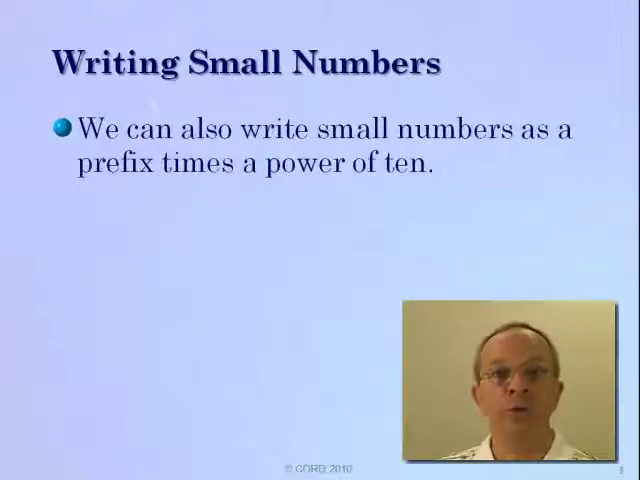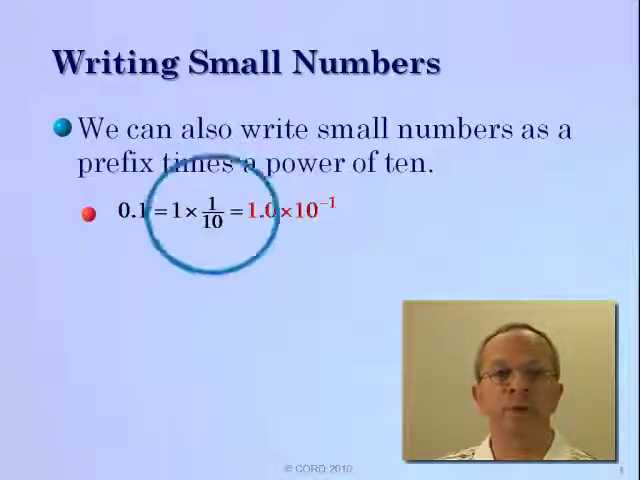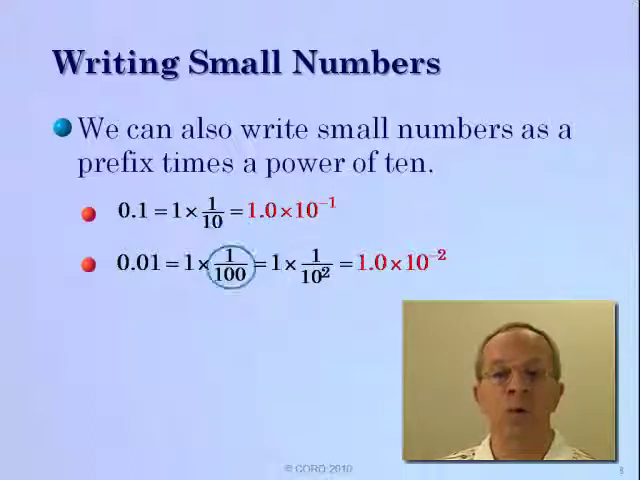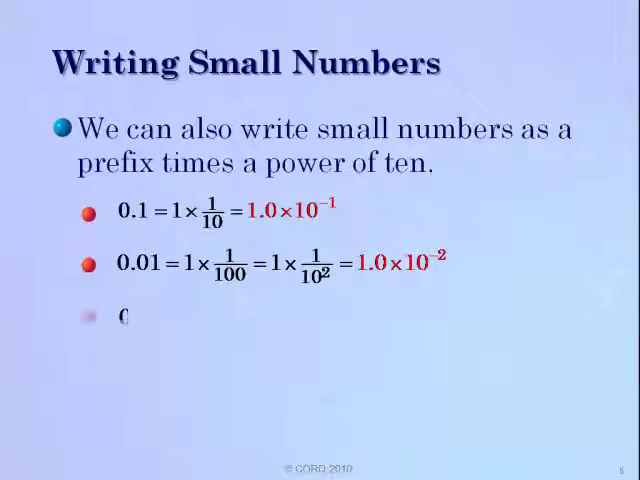Now we can also write very small numbers in scientific notation as a prefix times a power of 10. So 0.1 is the same as 1 times a tenth, which is 1 times 10 to the minus 1. Notice that 1/10 is the same as 10 to the minus 1 power. Or 0.01 is the same as 1 times a 100th. And a 100th is the same as 1 over 10 to the 2, which is the same as 10 to the minus 2. So there's our number in scientific notation. 0.01 is the same in scientific notation as 1.0 times 10 to the minus 2.